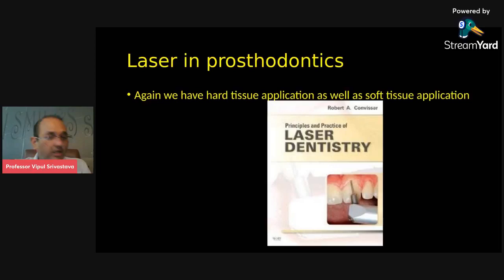Let's talk about laser and prosthodontics. Again, we have hard tissue application and soft tissue application. For hard tissue, I cannot prepare an ideal crown with it, but I can always use laser for veneers.